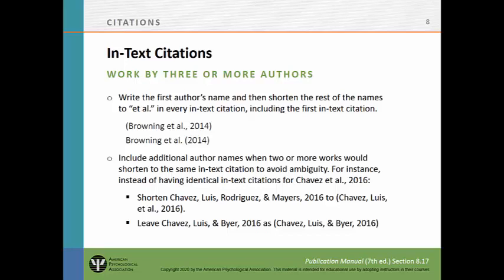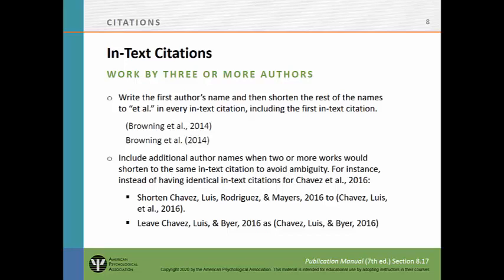So we usually just say first author et al., but sometimes that would create ambiguity. Let's say you have two sets of authors, and it's the same people in each one. First set, and they publish two articles the same year, and the first author's the same. Then you need to have different shortened citations. And so if you have two citations by Chavez and his co-authors, then Chavez, Luis, Rodriguez, and Mayer's 2016 is shortened to Chavez, Luis et al. 2016. You're cutting off Rodriguez's and Mayer's names and putting et al.